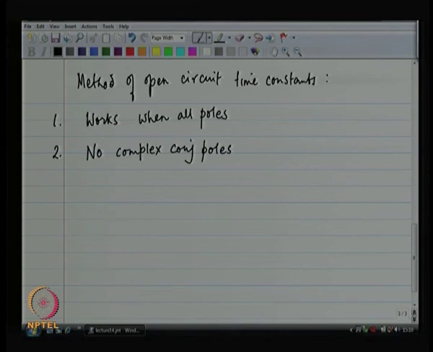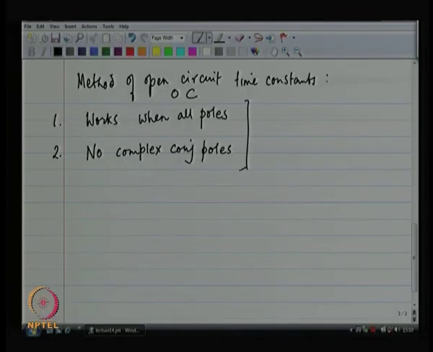Complex conjugate poles can be worked with in the OC time constants method, as I call it. You can still work with pairs of complex conjugate poles, but it does not give you very accurate results anymore, somewhat lower accuracy. Right. So these are the two main limitations. What does this mean? This means that you can't work with inductors and capacitors at the same time.